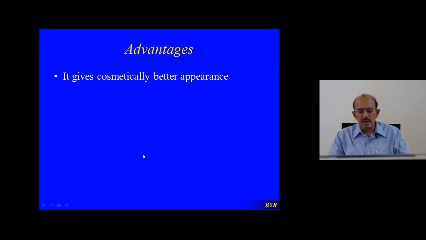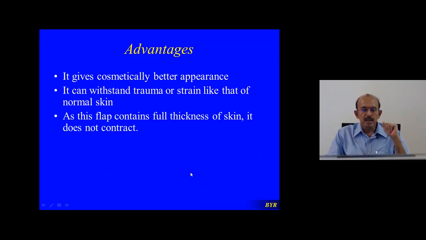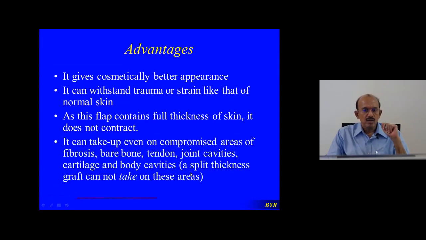Advantages: it gives cosmetically better appearance. It can withstand trauma or strain like that of normal skin. So you can place this flap over the palm or over the sole. As this flap contains full thickness of skin, it doesn't contract. It can take up even on compromised areas of fibrosis, bare bone, tendon, joint cavities, cartilage, body cavities, where split thickness graft cannot be taken up. So this flap takes up well there.